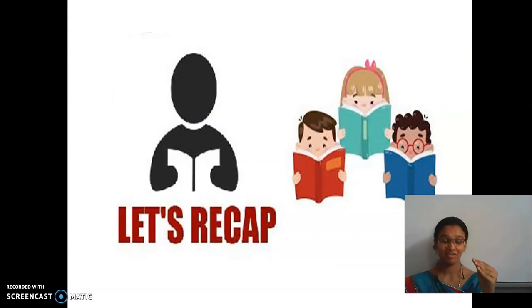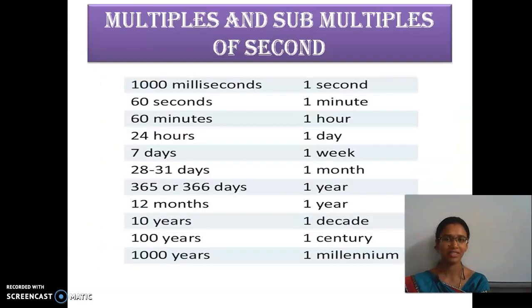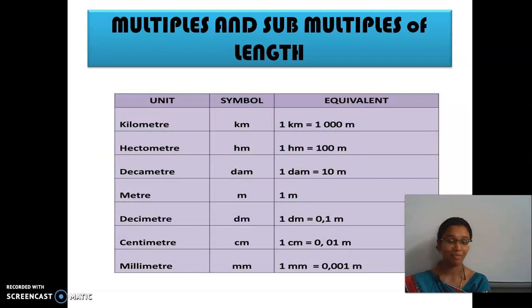In the last session we spoke about motion, what is meant by measurement, methods of measurement, and then standard units. In this class we have seen the multiples and submultiples, right? Just try to keep the important things alone. No need to note it all. Okay, so you may go step by step.